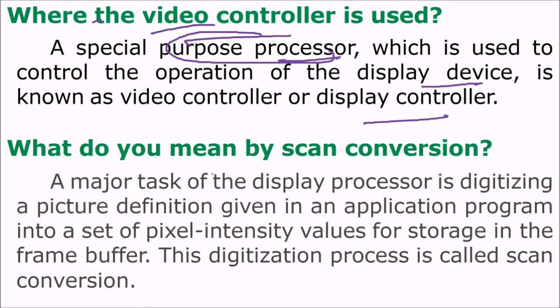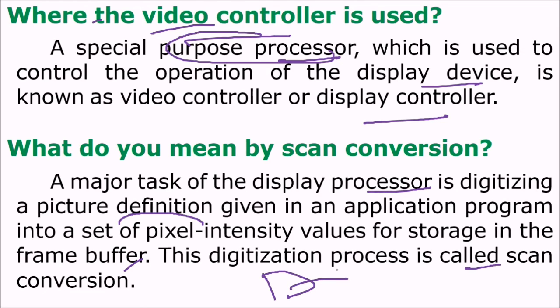What do you mean by scan conversion? A major task of the display processor is digitizing a picture definition given in an application program into a set of pixel intensity values for storage in the frame buffer. This digitization process is called scan conversion. Whatever you have, you need to rasterize it so that it can be displayed on the screen, and the pixel intensities are stored in the frame buffer.